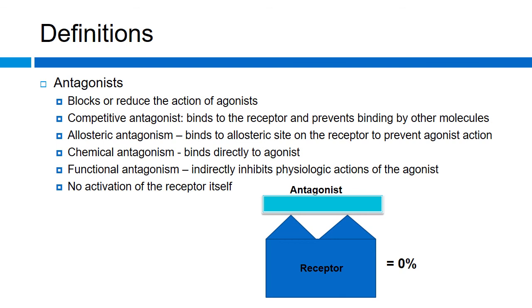On the other hand, you can have drugs that bind to other sites on the receptor and prevent the agonist from actually having full effects there. So it'd be called an allosteric antagonist, where they would actually fit on another spot on the receptor.